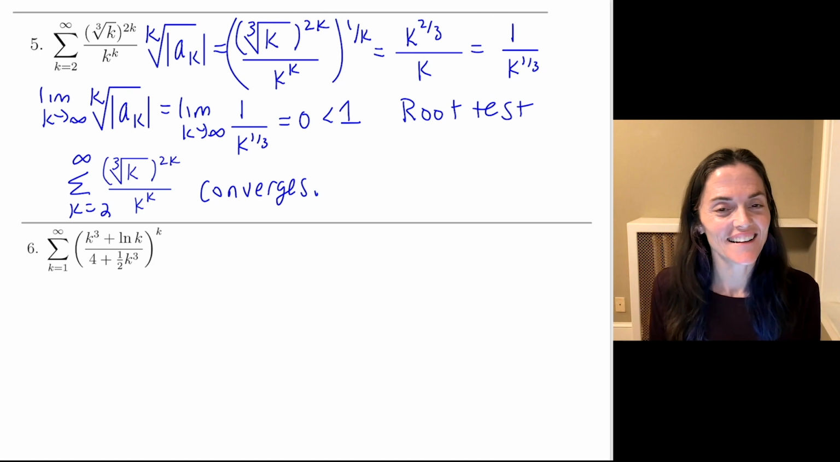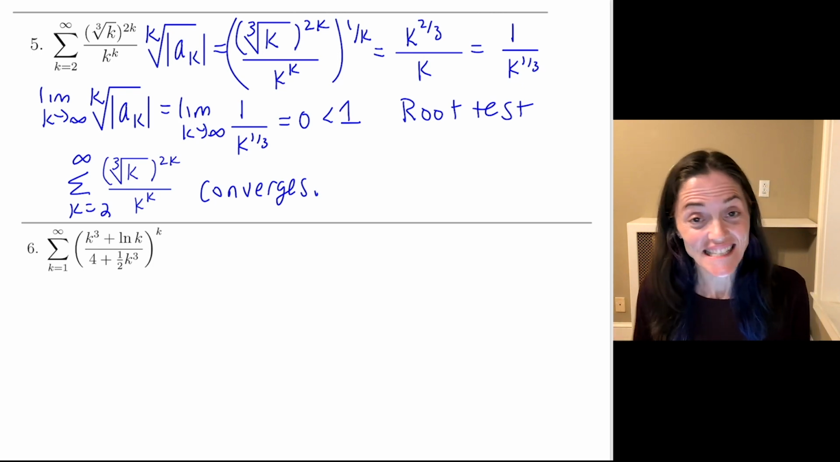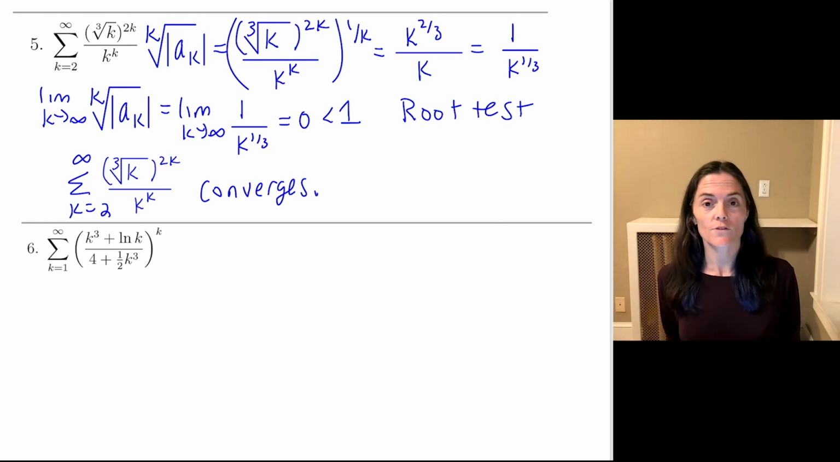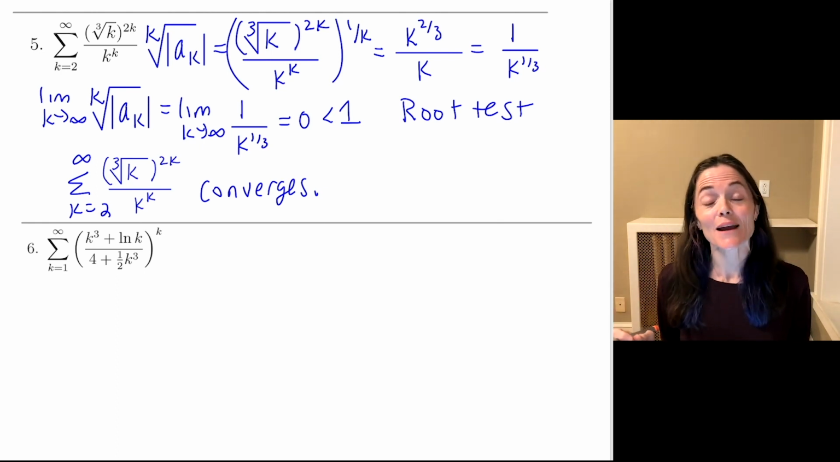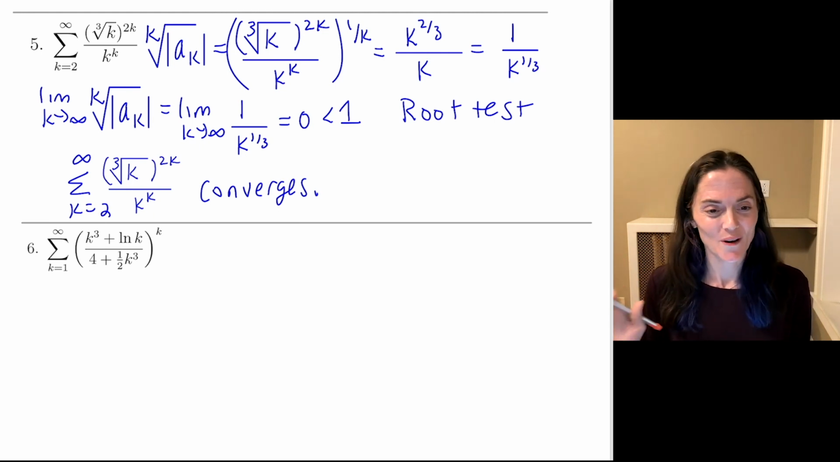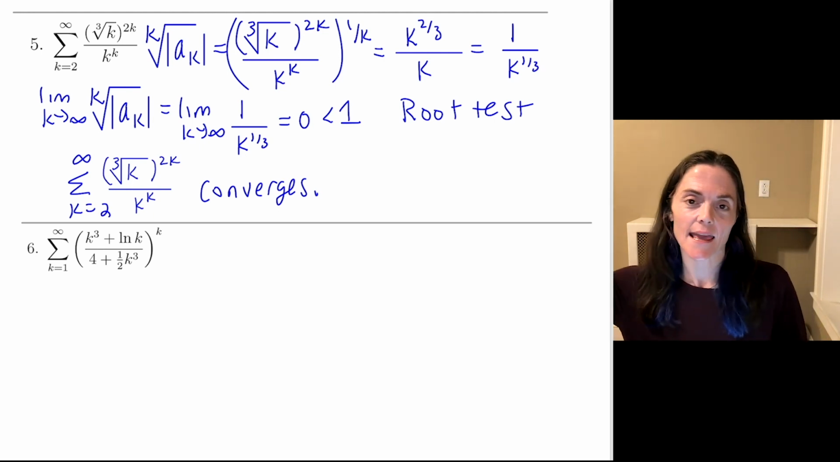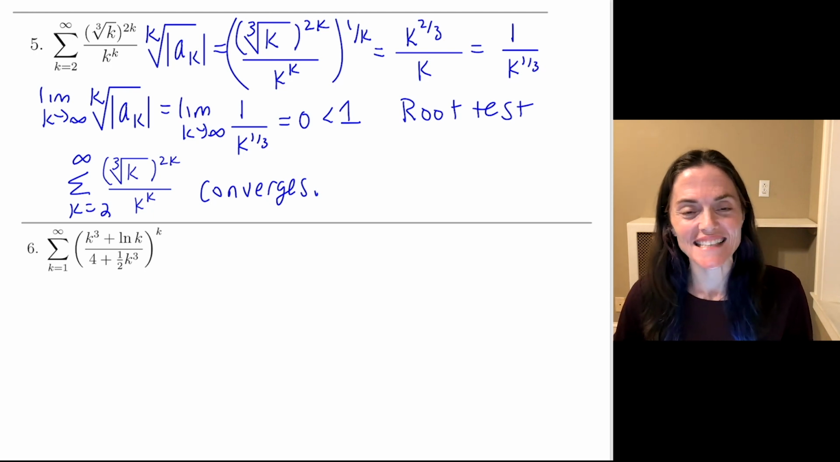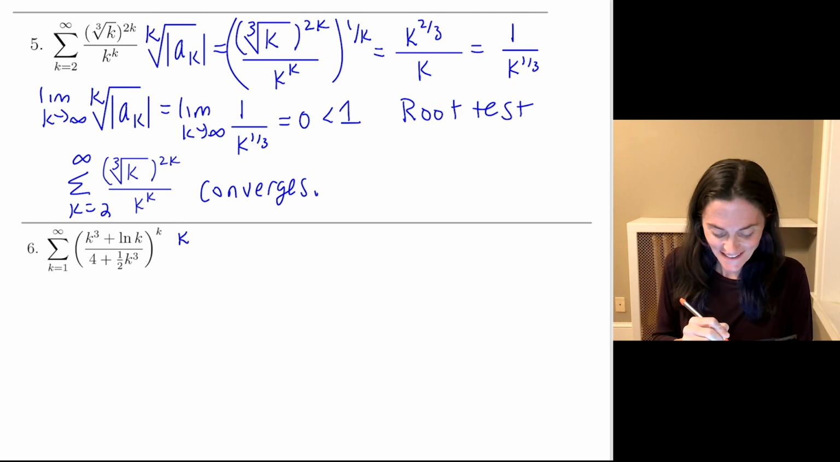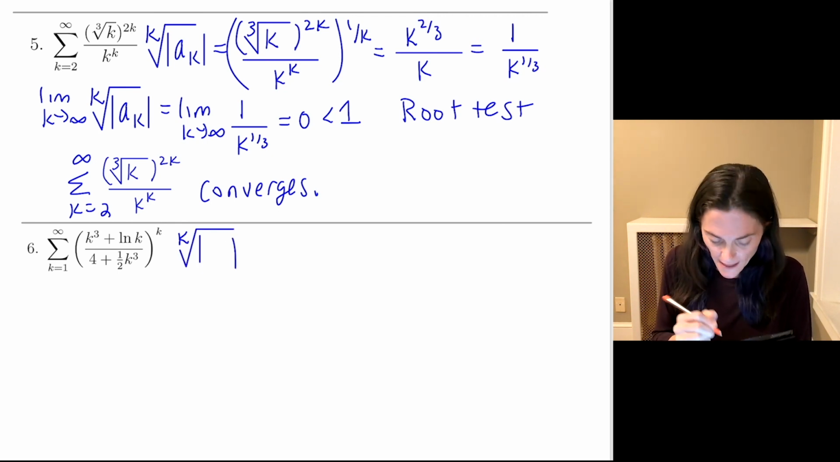Well, so far, we've had 5 convergent series in this video, but it's definitely not the case that every series converges. And we will see our first divergent series in this video here in number 6. So we see something to the k. Root test, root test, root test. Let's go. We take the kth root of the absolute value of a_k.